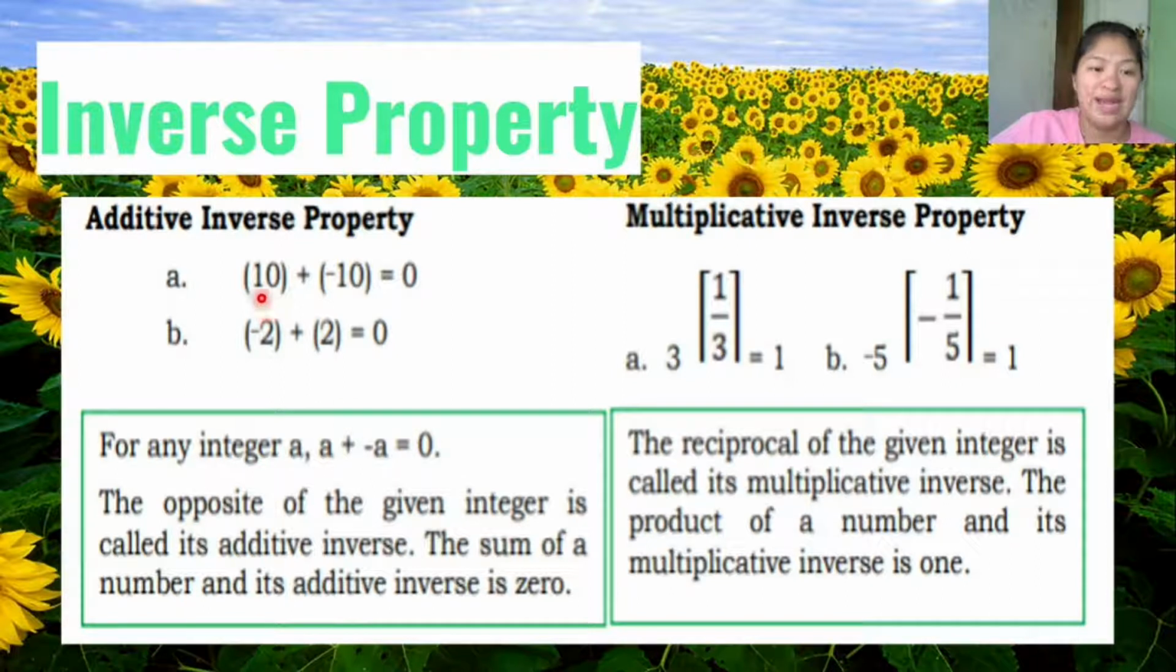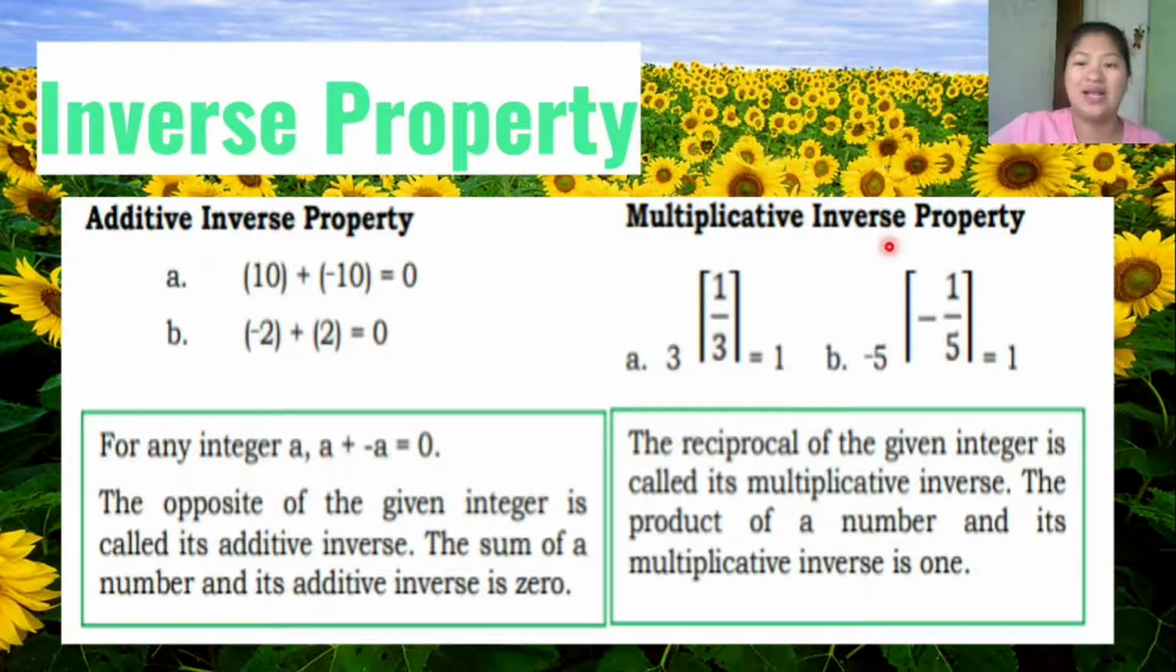For example, 10 is positive. What is its opposite? The opposite of positive 10 is negative 10. When we add positive 10 plus negative 10, the answer is 0, because the two are opposites. Another example, negative 2. What is its opposite? Positive 2. So, negative 2 plus positive 2 will still equal 0. This is what we call the additive inverse property. The answer here is 0. Earlier, we added 0 in the identity. Here, 0 is the answer.